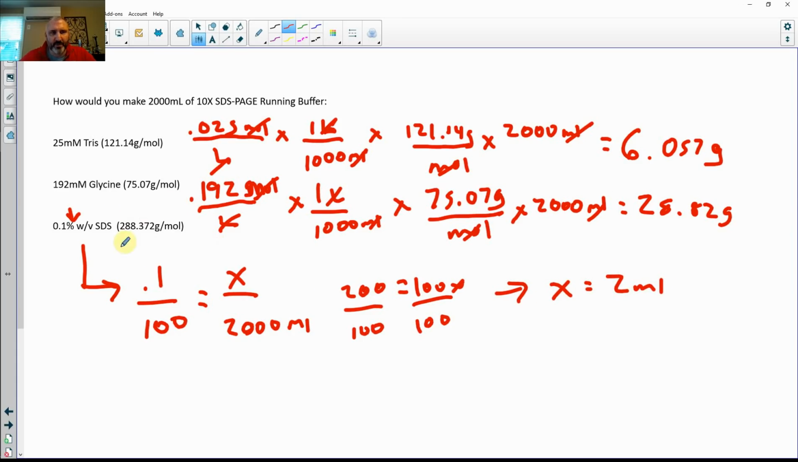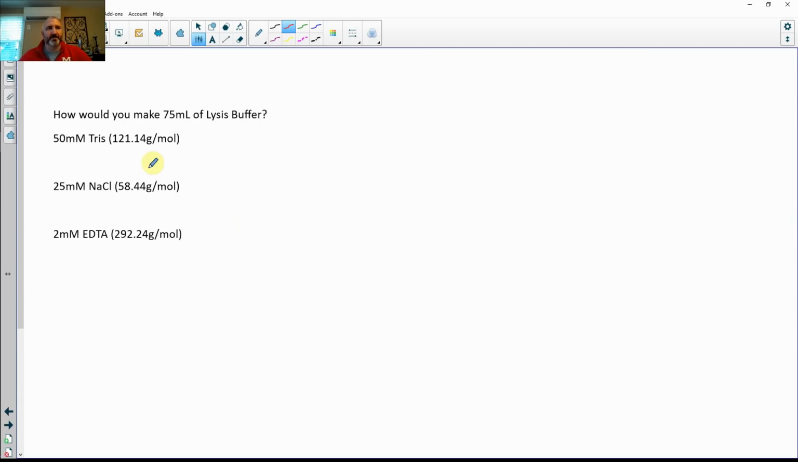So what we're going to do is put 2 milliliters of SDS. I'm sorry, weight per volume. That's not mLs, that is grams. 2 grams of SDS powder into 2,000 mLs of water. And that would be how we would make this. So we would add this powder, and this powder into a big old beaker that can hold 2,000 mLs, and we dissolve all 3 of those powders. Okay? Next one, how would we make 75 mLs of lysis buffer?